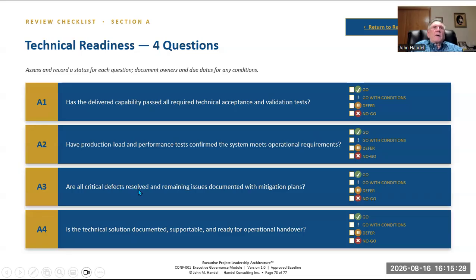Are all critical defects resolved and remaining issues documented with mitigation plans? So this is where you have to show your test results. And you never want to say that 100% of your tests have to pass. We had a goal that we absolutely had to run 100% of the tests, but our success rate was if we passed 97%, then we could document the 3% failures, and depending on the severity of those 3% failures would determine whether you could go forward or not.